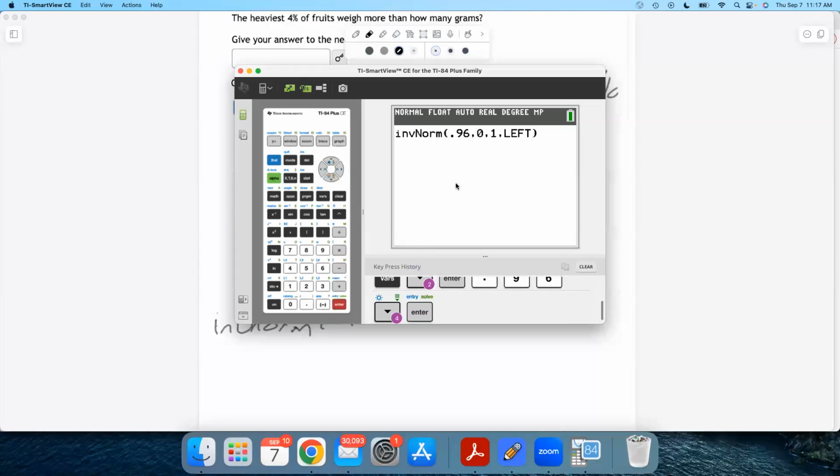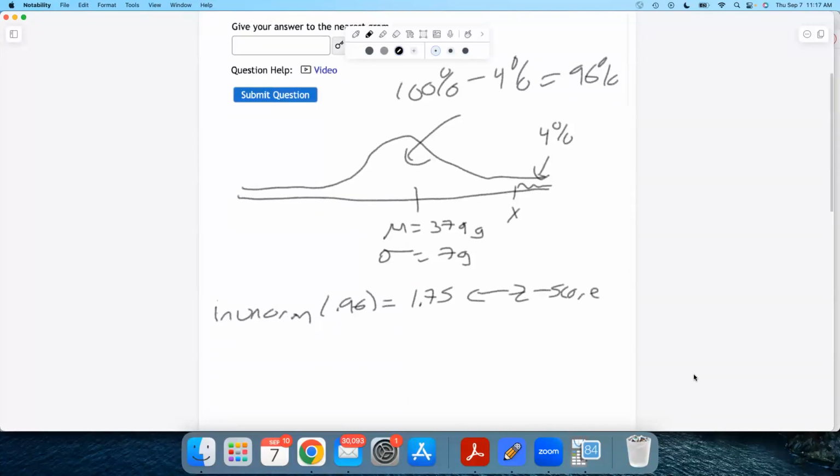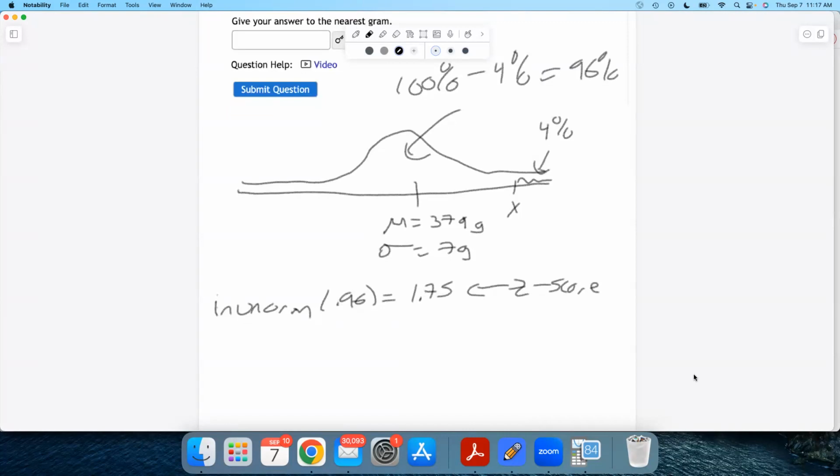I'm going to hit paste and then I'm going to hit enter again. So the rest of you, if your screen looks different, you'll just have inverse norm 0.96, then you close the parenthesis and hit enter. And it spits this out, 1.75. That is a z-score. So inverse norm is going to spit out a z-score. Z-scores are never your final answer unless the question says find a z-score.